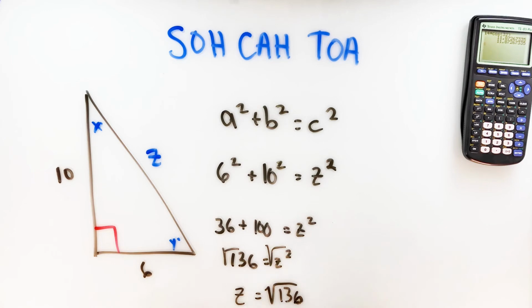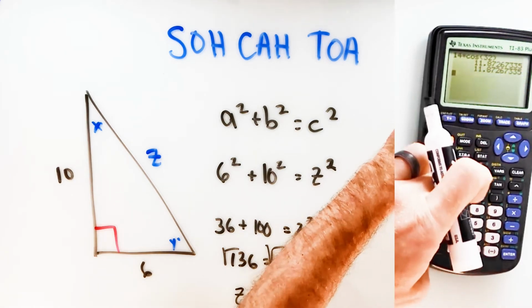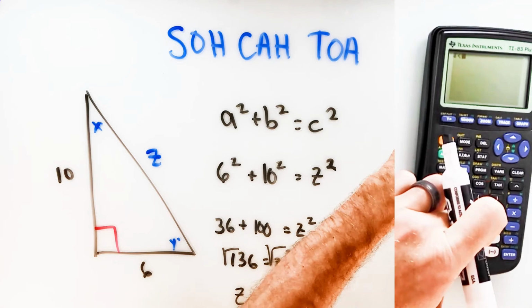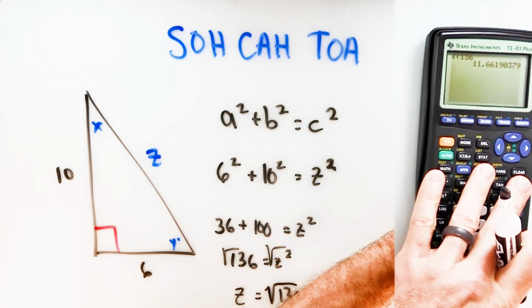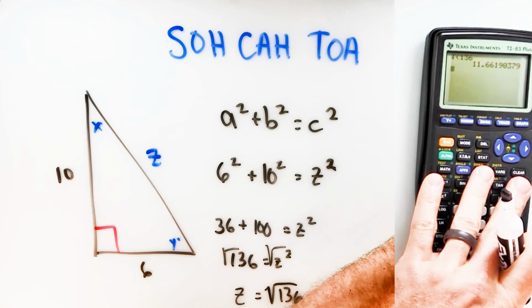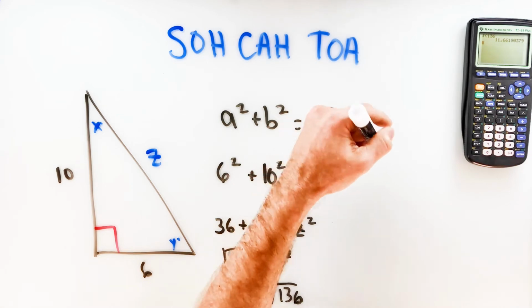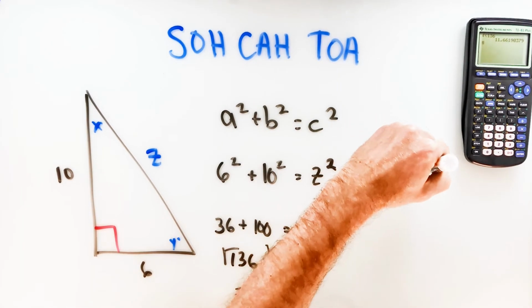Now, I can leave it like this, maybe. Hopefully you can see that. z is the square root of 136. I could type that into my calculator. So if I took the square root of 136, I could type that in and get a decimal, which looks like we're about 11.66. So I can say, we'll go over here, we'll say z is 11.66.